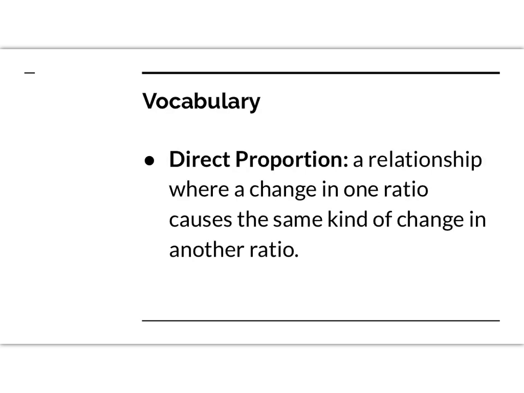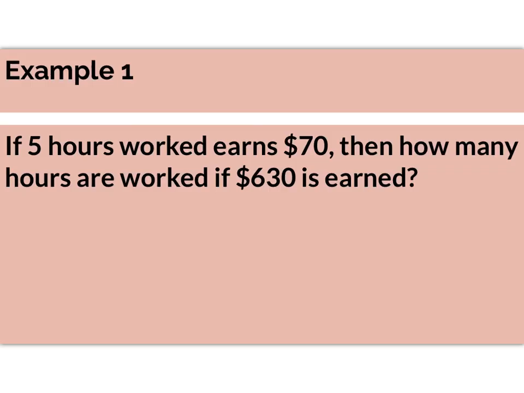Our vocabulary. Direct proportion is a relationship where a change in one ratio causes the same kind of change in another ratio. And this lesson is really about setting up direct proportion and seeing how the changes work out. We will see direct proportion again in algebra and in geometry because direct proportion applies there as well. So let's deal with setting up our proportions, which we learned about in the last couple of lessons.